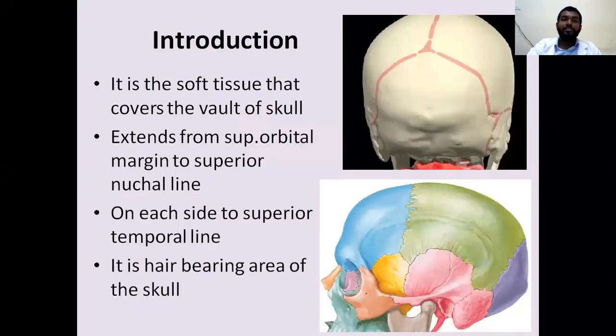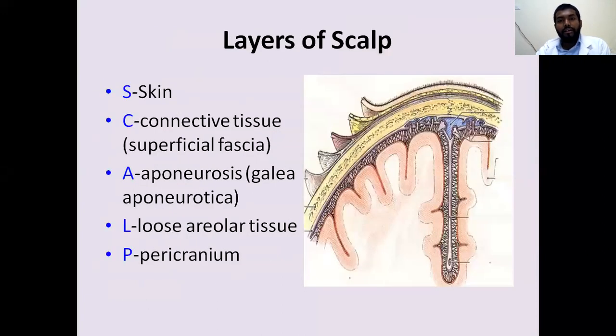I have already told you the layers of scalp. What is a scalp? It is the soft tissue that covers the vault of the skull. It extends from the superior orbital margin to the superior nuchal line in the back, and on each side to the superior temporal line. It is the hair-bearing area of the skull. What are the layers? The mnemonic is again SCALP. S is skin. C is the connective tissue. A is the aponeurosis. L is the loose areolar tissue. And P is the pericranium.